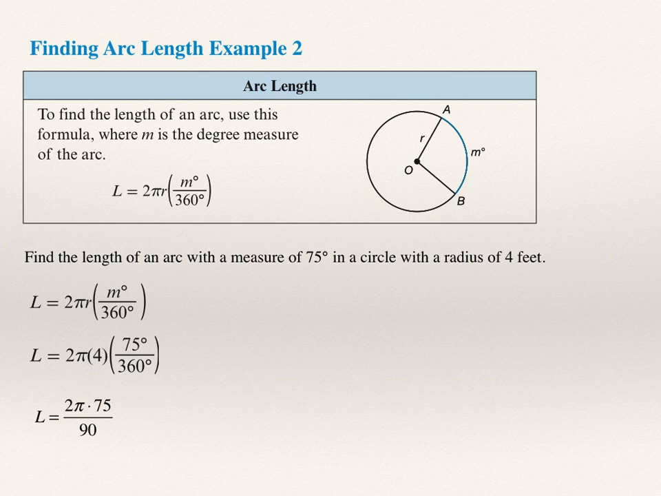Now I'm looking at 75 and 90, and I'm seeing that they both have a factor of 15. So when I divide both numbers by 15, I get 5 and I get 6. And then I'm going to divide 2 and 6 by the number 2. And I can get pi times 5 over 3. And that simplifies to 5/3 pi feet in this case.